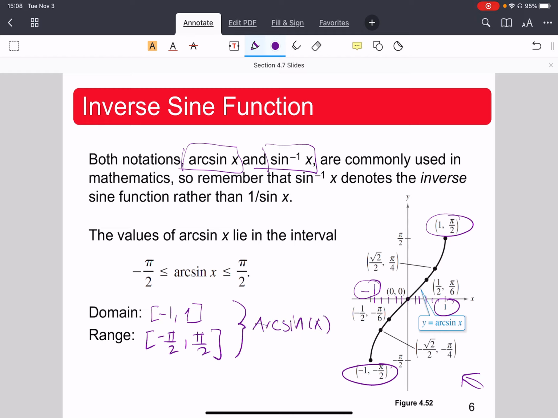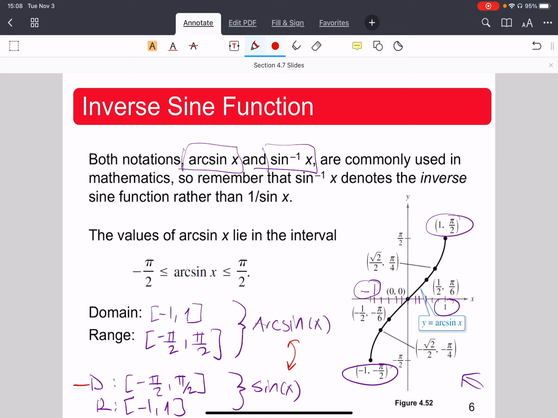And remember, for my sine function, I had the restricted domain, which was from -π/2 to π/2, and then my range is -1, 1. So this is my regular sine function. You realize that because these are inverses, they're going to have switched domain and range, right?